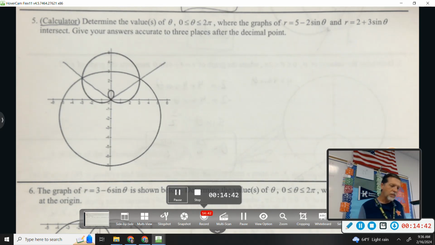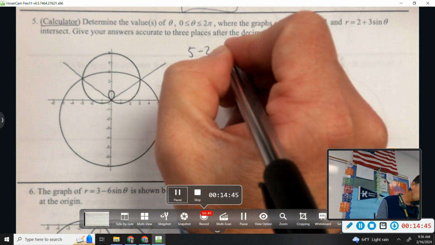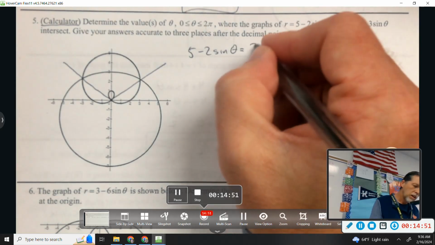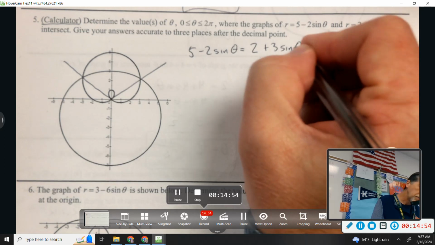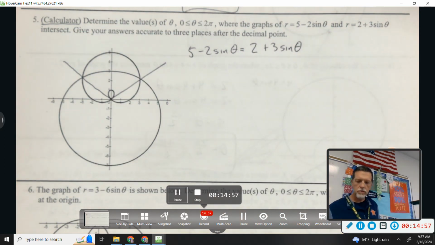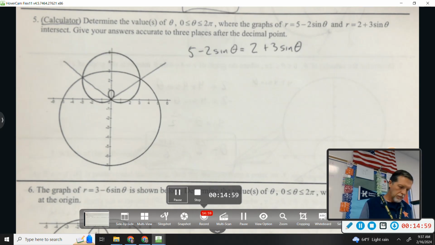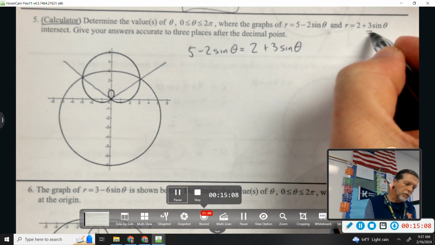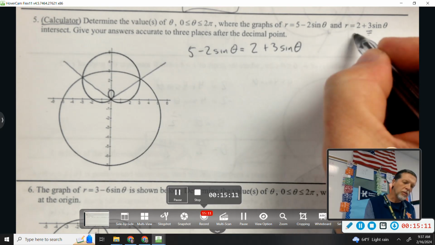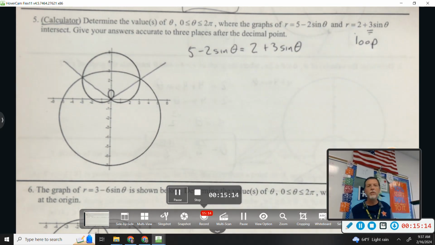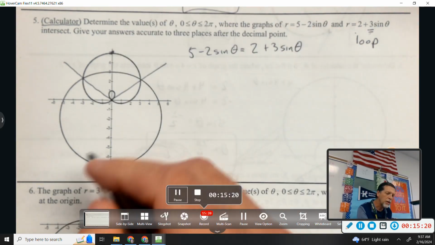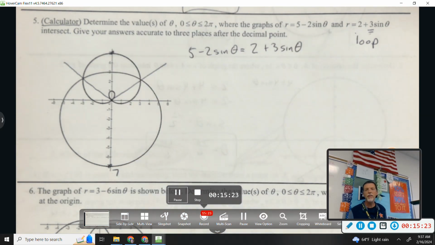So let's set the two things equal to each other and see what happens. 5 minus 2 sine theta equals 2 plus 3 sine theta. Which one's which? For our purposes, it doesn't really matter, but let's see, 2 plus 3 sine. So this one would be the one that has a loop, because the loopy thing is bigger than the circle thing. So that's the loopy limaçon. Or 2 plus 3 is 5, and on the other one, 5 plus 2 is 7. So that would be the other way to figure out who's who.